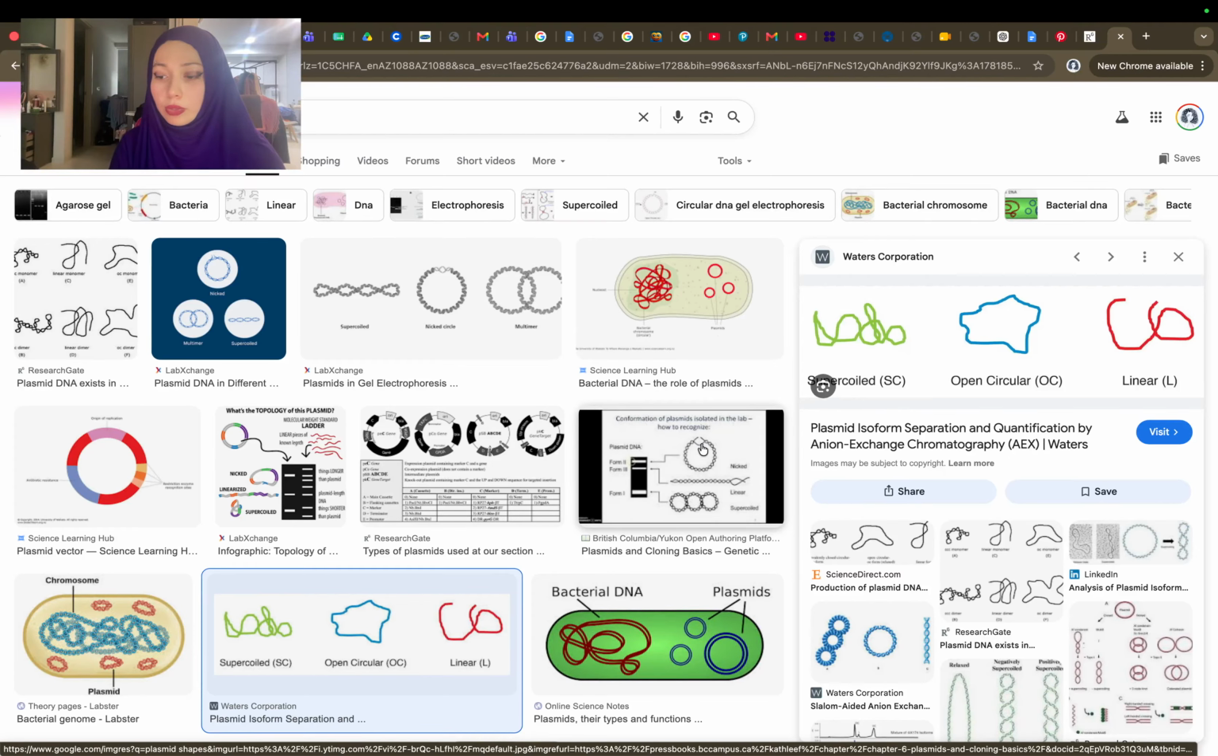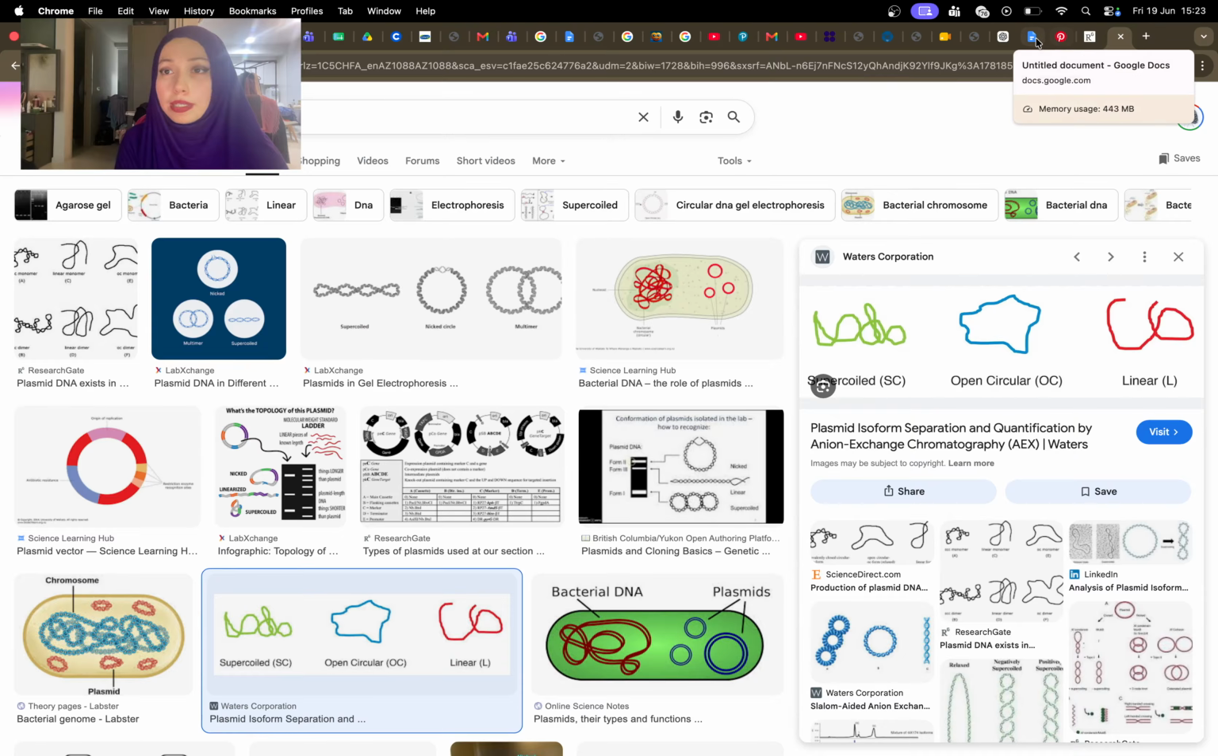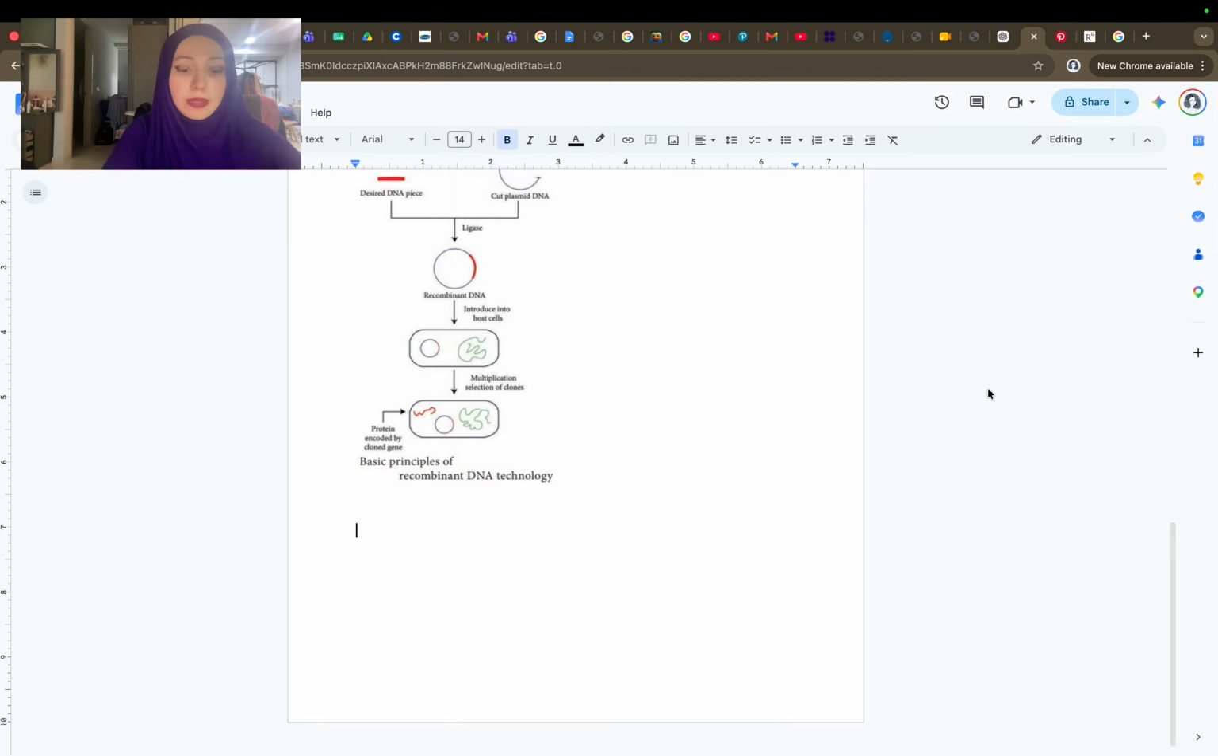And lastly, I would like to tell you something. I've explained to you about plasmid forms, and now I want to tell you about different types of plasmids. So let's talk about types of plasmids. So we have F plasmid. It just transfers the DNA. And then we have R plasmid. It has antibiotic resistance.